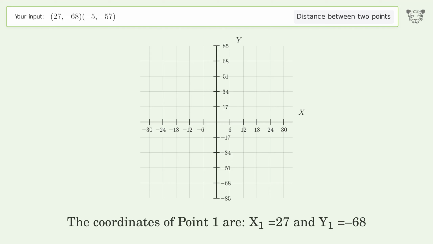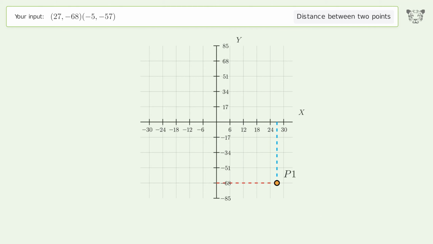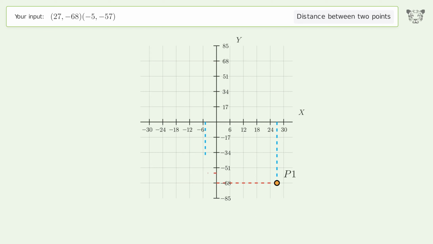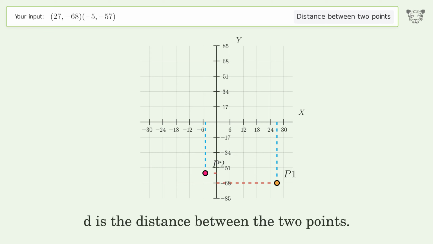The coordinates of point 1 are x1 equals 27 and y1 equals -68. The coordinates of point 2 are x2 equals -5 and y2 equals -57. D is the distance between the 2 points.